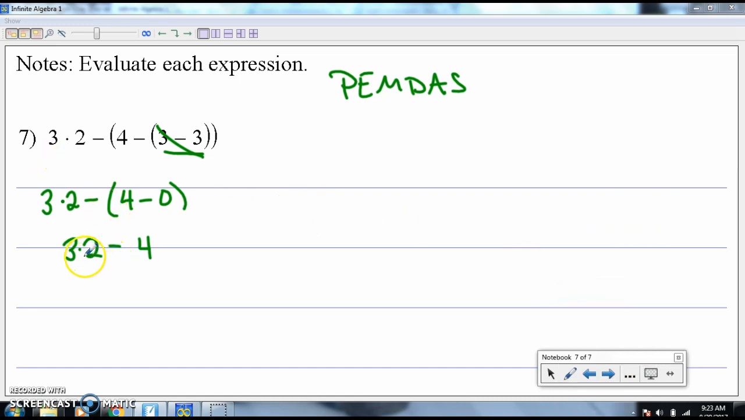Okay, we have multiplication and subtraction. Notice that multiplication comes first in PEMDAS, so that's what we're going to do first. So 3 times 2 is 6, and then 6 minus 4 gives us 2 again. Okay, just coincidence, you will not always get 2, it just kind of worked out that way. Okay, so we have done 6 problems together.